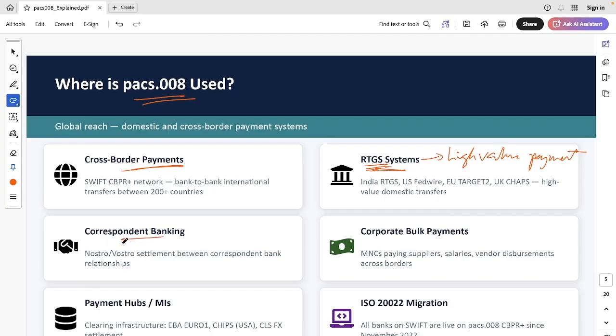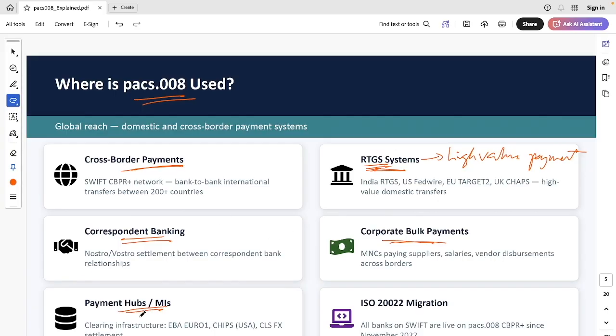Third, pacs.008 is also important in correspondent banking. Suppose HDFC needs to make a USD payment but does not directly settle in the US. So it may use a correspondent bank, and nostro-vostro accounts come into the picture. In this flow, pacs.008 carries the customer payment instruction. Fourth, pacs.008 is useful for corporate bulk payments as well, like vendor payments, salary payments, and supplier payments across countries.